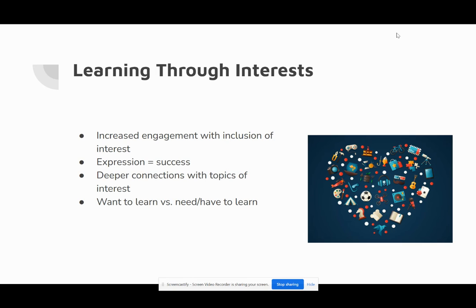through a couple hours of research, which goes into my last point: wanting to learn versus needing or having to learn. When we allow our students the opportunity to learn about topics that are interests of theirs, they will dive so much deeper into the content. They are going to go above and beyond the requirements versus when it's something that they need or have to learn. They're going to, most often than not, just do the bare minimum to meet those requirements that we provide them.